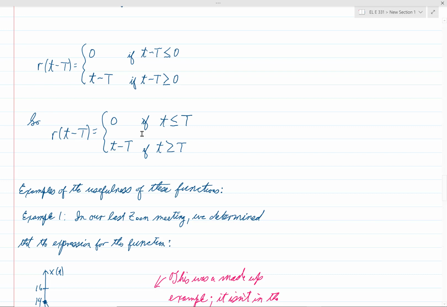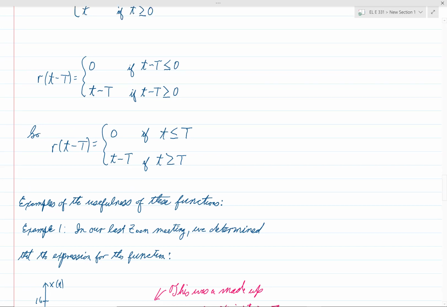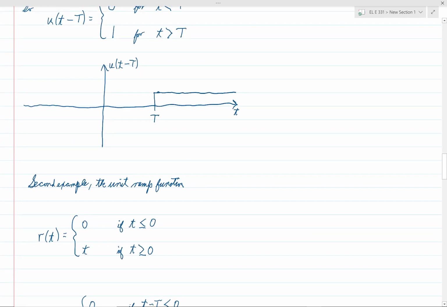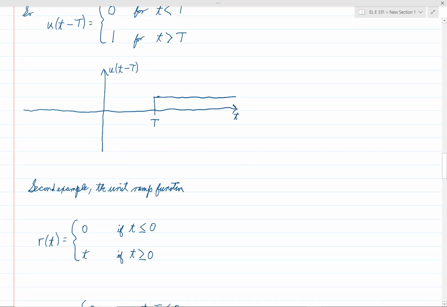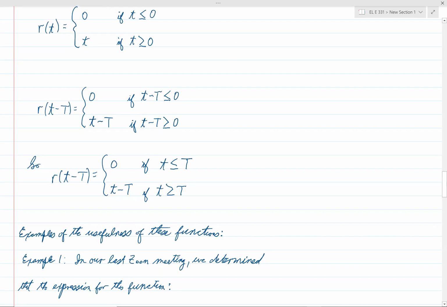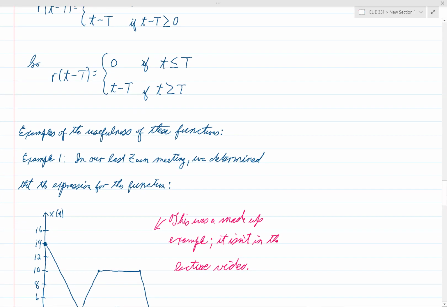And so that's just like we got above with the unit step function. When we put the negative t in the argument, it just shifted the step to the right. Well, here, adding negative t to the argument will just shift the ramp to the right.